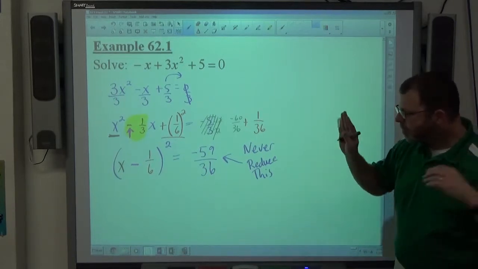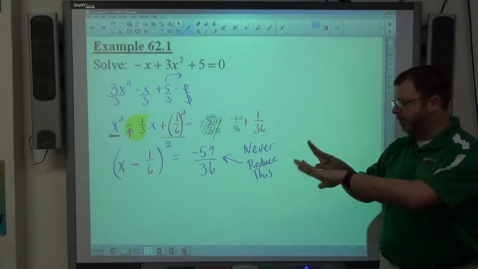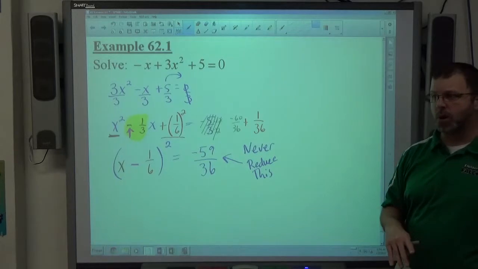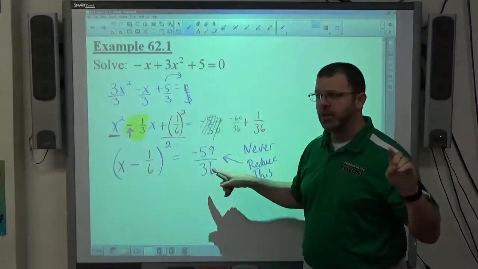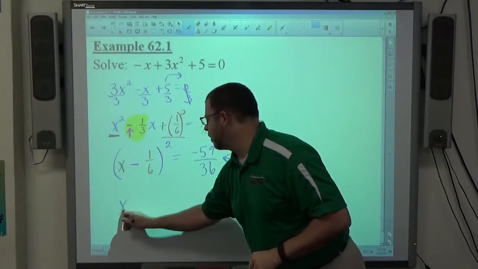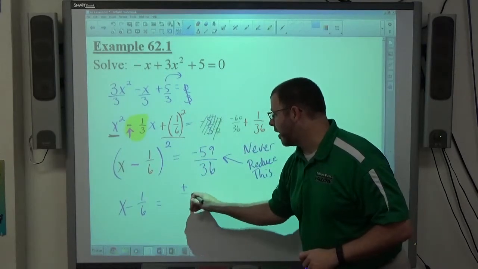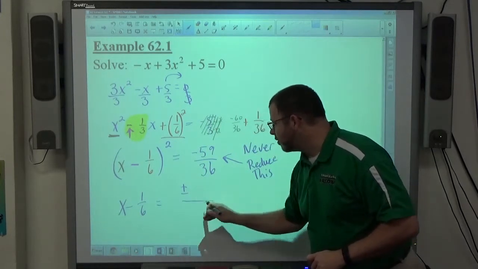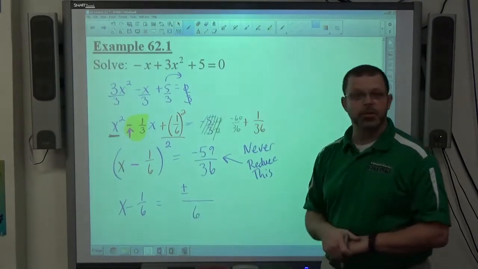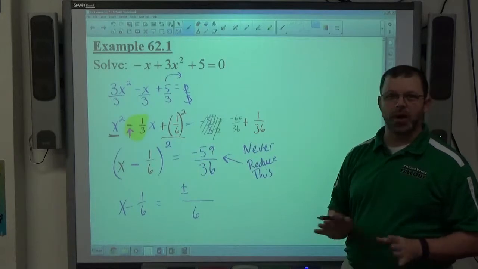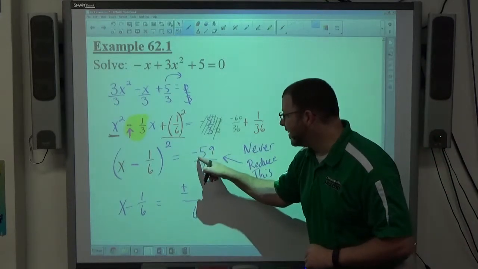All right. So, once you get done with checkpoint 3 and you verify everything looks good, now we just finish it up. It's a two-step process. Step 1, you square root both sides. You square root the left, you get x minus 1/6. You square root the right, you're going to get plus or minus. And notice the bottom is a perfect square, so the square root of 36 is 6. The top isn't a perfect square. Quite often it isn't a perfect square, but it is a negative.